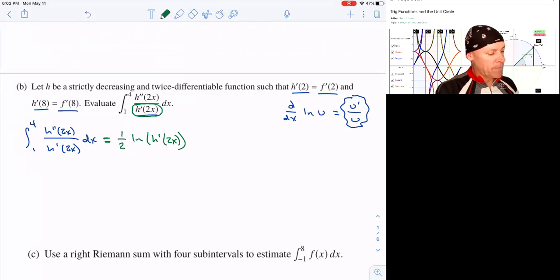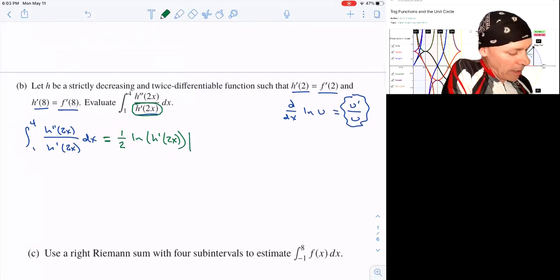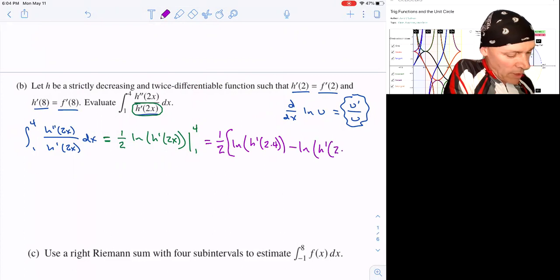You can trust me on that one, or if you've got some time and you want to do that just to make sure that's what we got, feel free. Then I'm going to bring over my bounds, 1 and 4, and apply FTC part 1. If I want, I can pull that 1/2 out, and then this is going to be the natural log of h prime at 2 times 4, my upper bound, minus the natural log of h prime at 2 times my lower bound of 1.